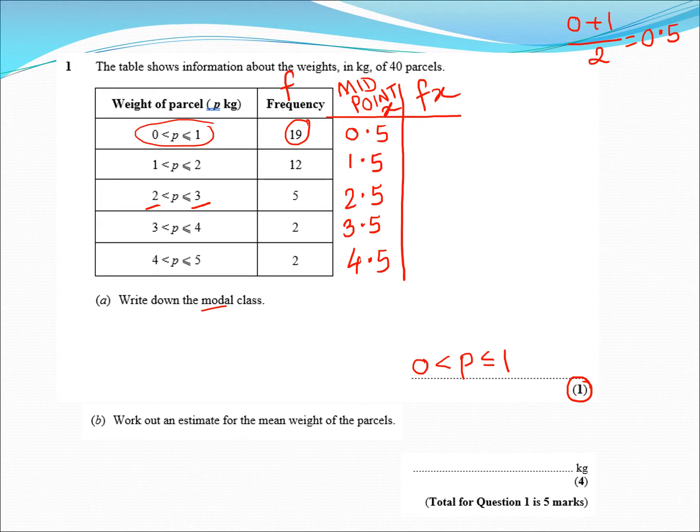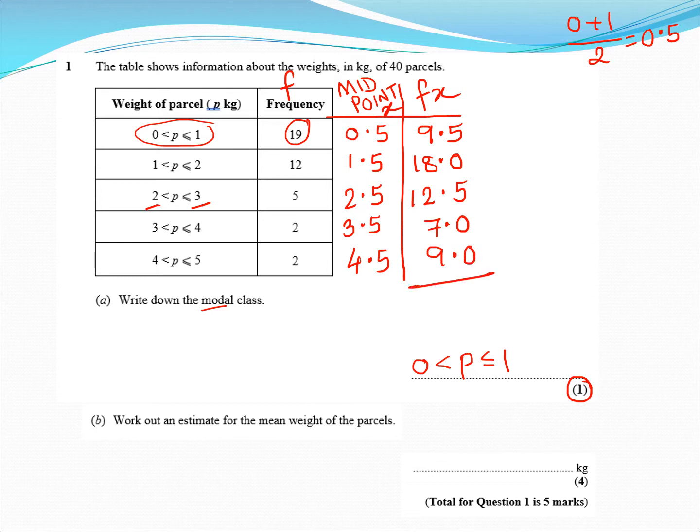Now what I'm going to do is I'm going to find out Fx, which is this frequency multiplied by the midpoint. So 19 times 0.5 is 9.5. 12 times 1.5 is 18. Let's put 18.0 just for ease of calculation. 5 times 2.5 is 12.5. 2 times 3.5 is 7.0. 2 times 4.5 is 9.0.